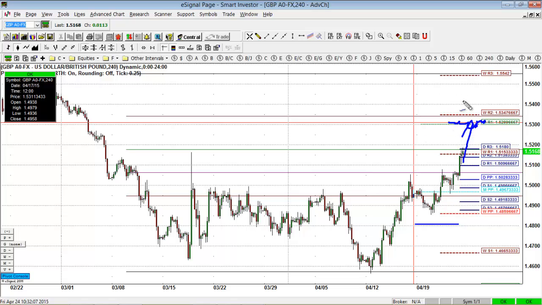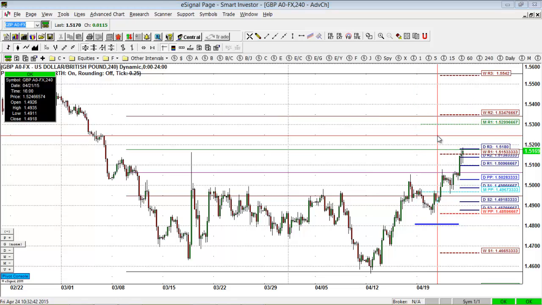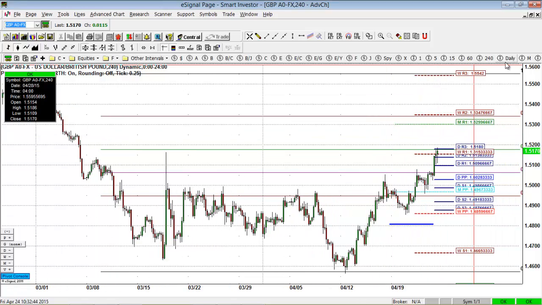That monthly pivot point area would also coincide with the 786 retracement level. This line here is the 786 retracement level. So for the British pound moving forward, this area at the 153 level should provide pretty significant resistance on the British pound.